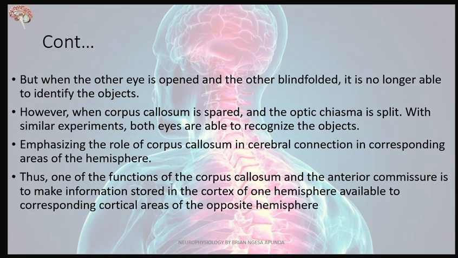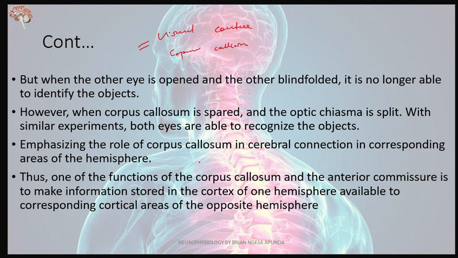So that when the other eye is open and the other blindfolded, it is no longer able to identify the object. So that is telling you the monkey was only able to identify an object with one eye. This is because all the information that was taken with one eye was only registered to one side of the visual cortex. And there was no communication, because the corpus callosum was split into two.